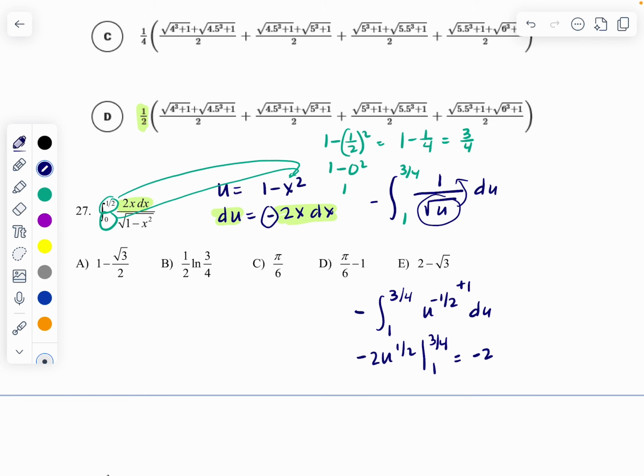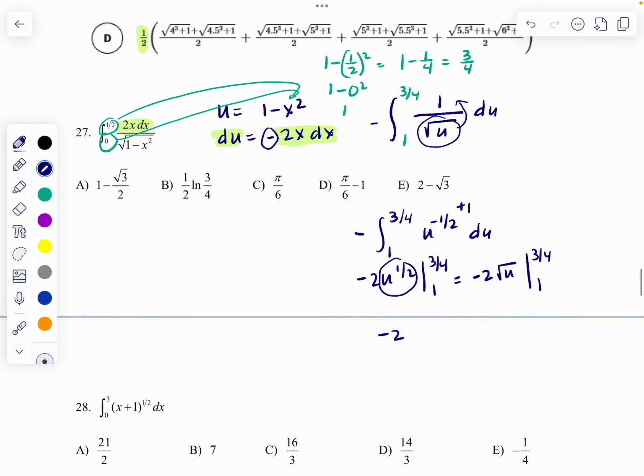Actually, let's write it this way. U to the 1/2 is the square root of u, right? And then it's from 1 to 3/4. So if I take out the -2, and then if I plug this in, I'm going to get the square root of 3/4 minus the square root of 1. Okay, and simplifying this, I don't see any answers there. I don't see any ln's in my answer, so I can get rid of that. And I don't even see any pi's in my answer. I don't know why there's pi's in here. I can get rid of this, and I can get rid of this also, right?